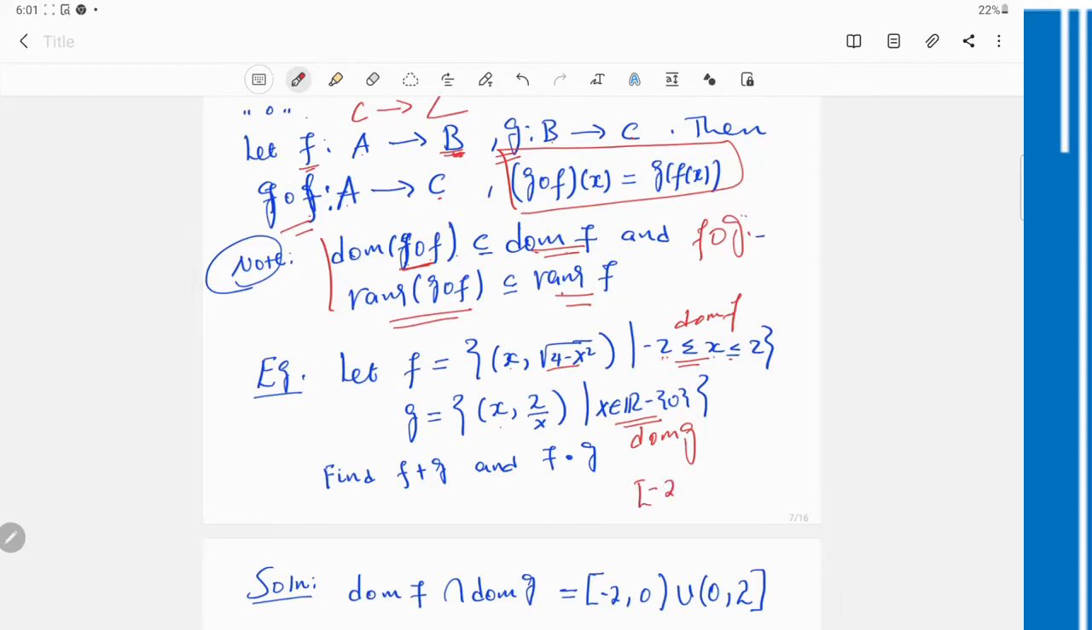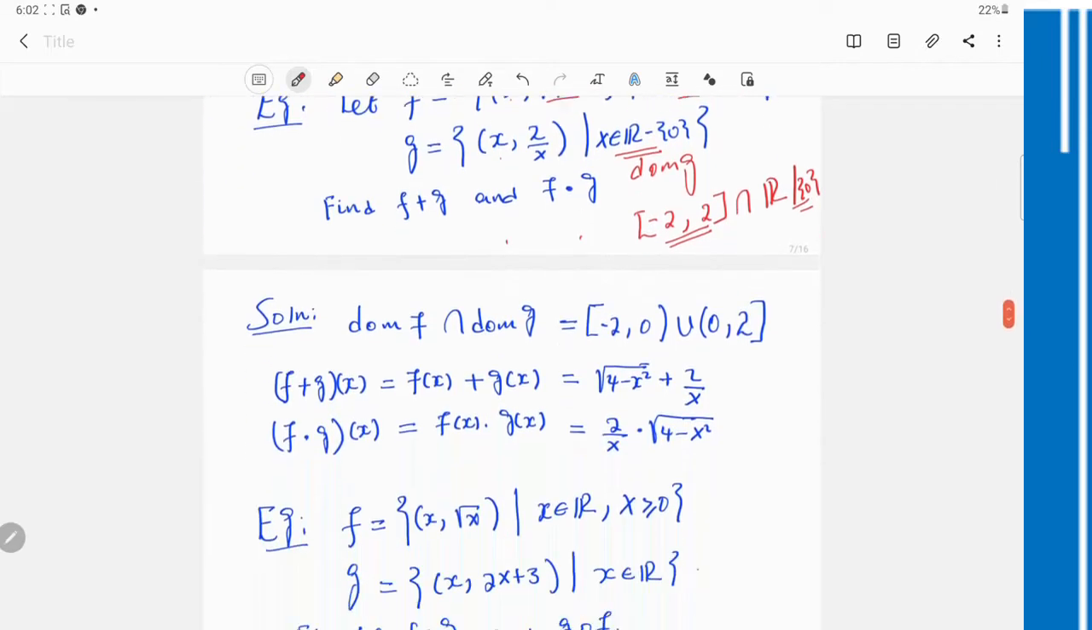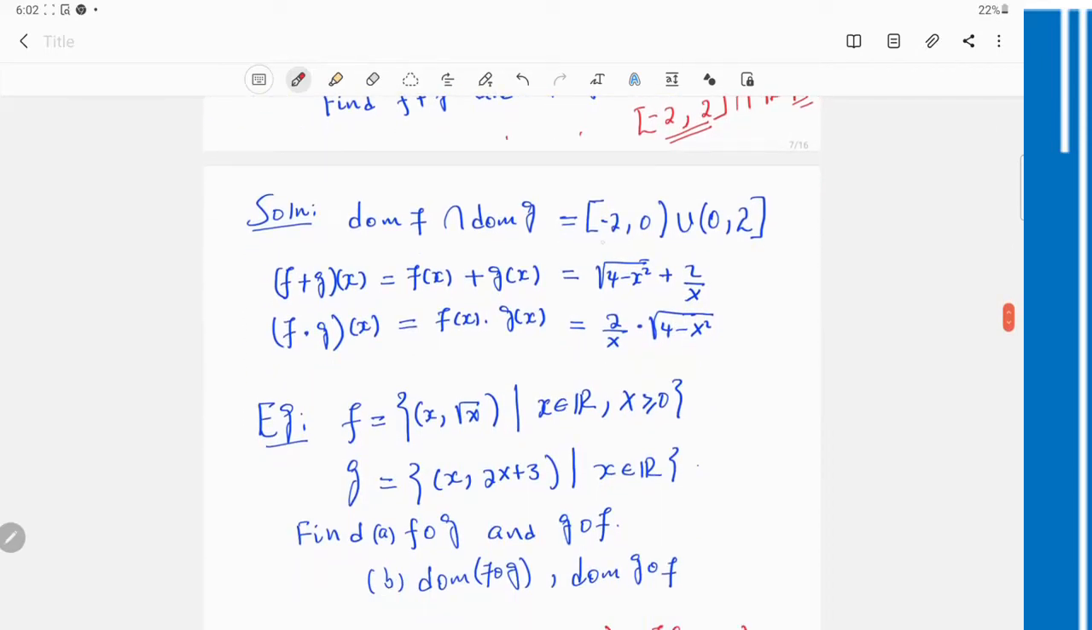minus 2 closed bracket, intersection all real numbers excluding 0. As you see, 0 is included here, but if it were not there, the intersection was this one, but since 0 is not included, we need to have an open bracket. That's why we split this one. So the domain is this one.